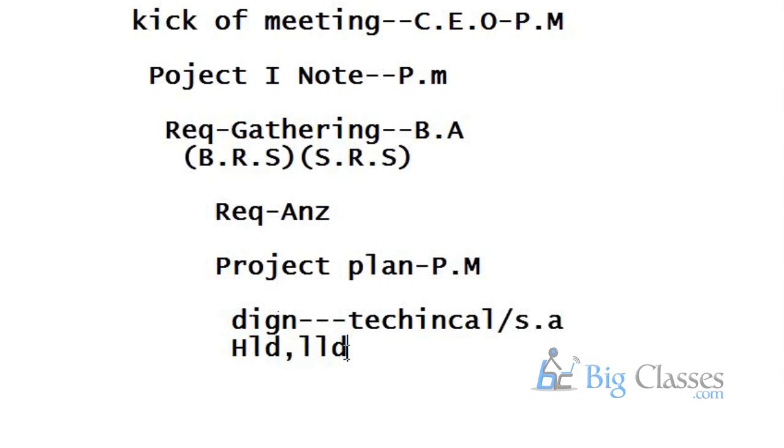Now technical people design two design documents. One is high level design, the second one is low level design. The outlook of the project is called HLD. The inner look of the project is called LLD. Got it on the design stage? Yeah. Okay. Once the designing is completed, then programmers start coding.